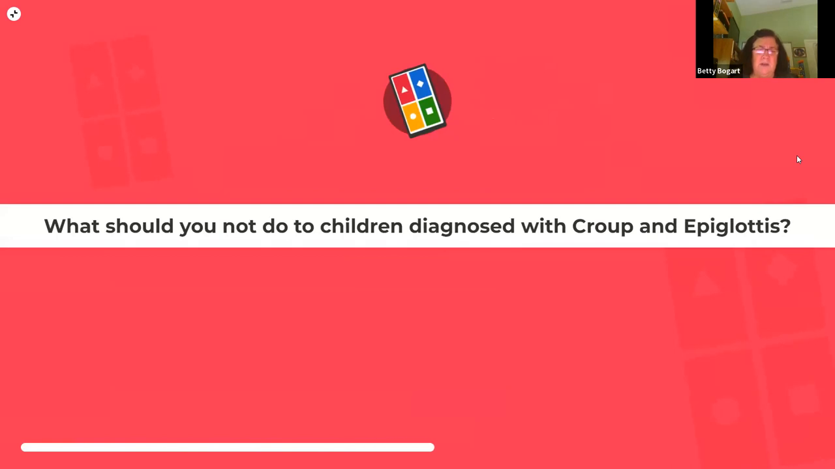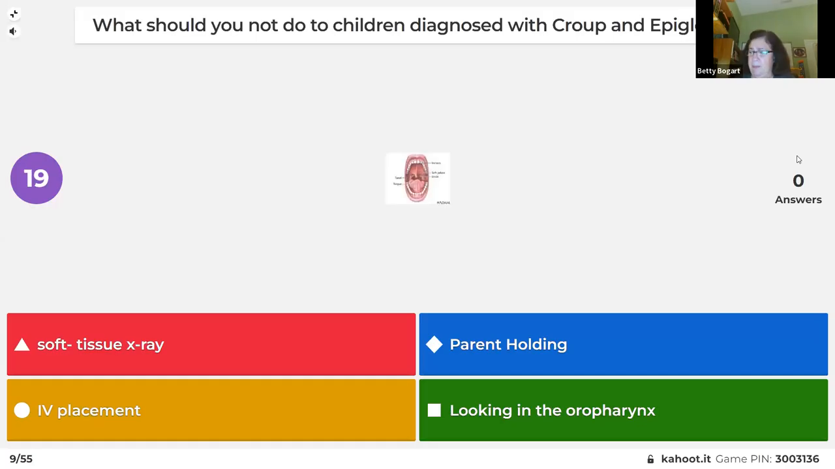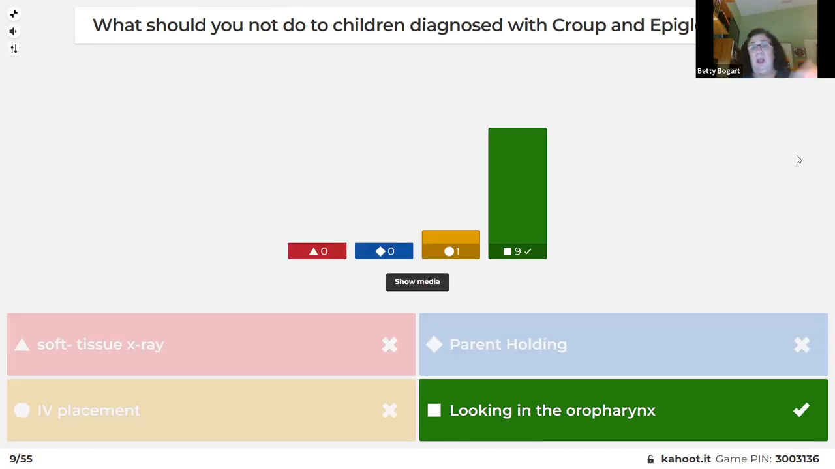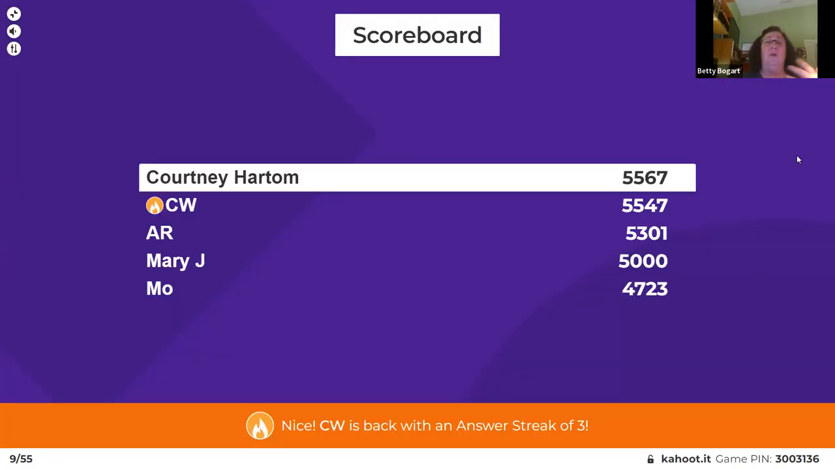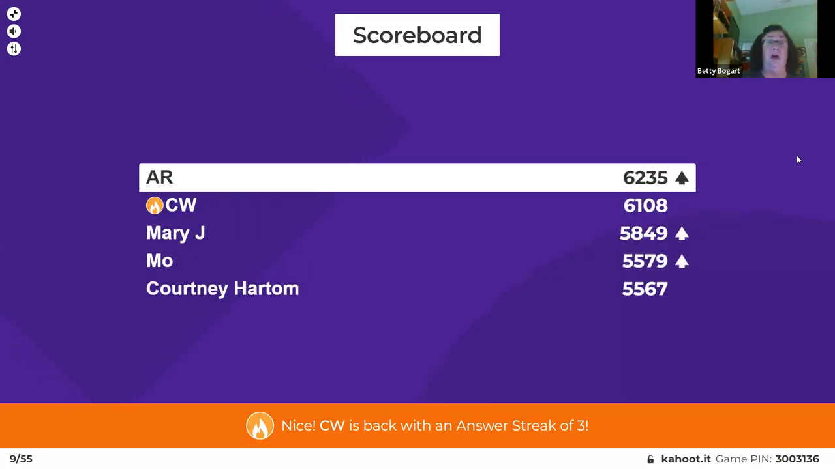What would you not do to children diagnosed with croup and epiglottitis? Inflammation of the upper airway. What aren't you going to do? You're not going to look at that inside there unless you're the person who can intubate or put a trach in, because you're going to cause some more inflammation there. And you do not want to do that.